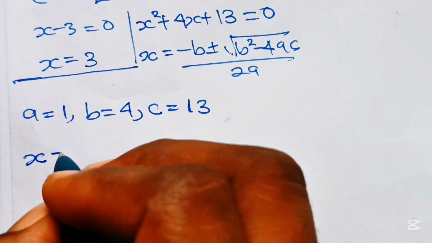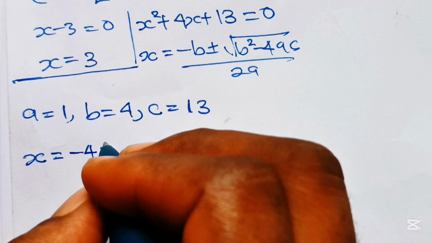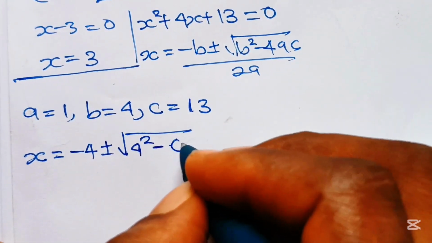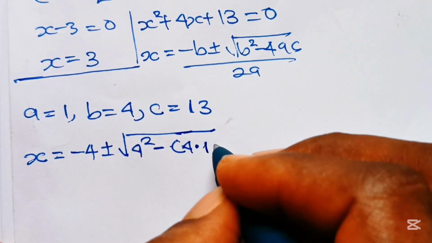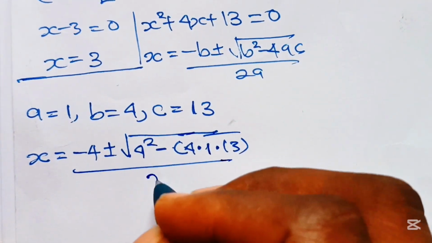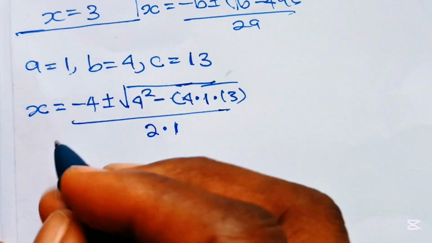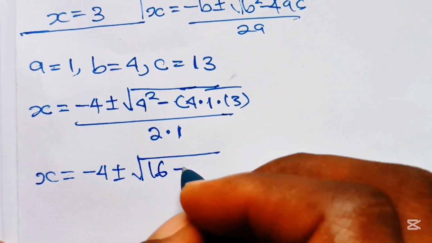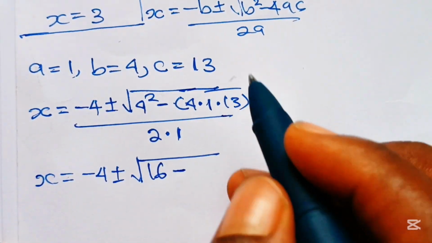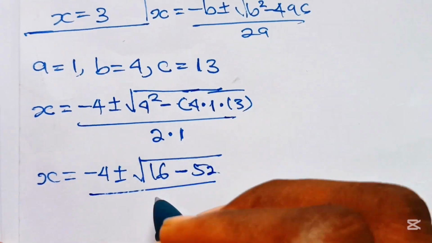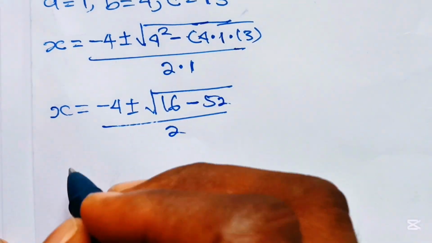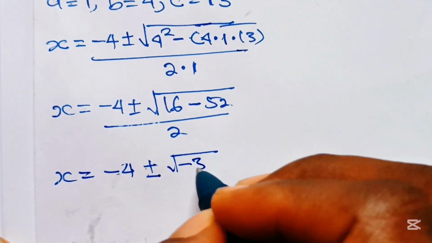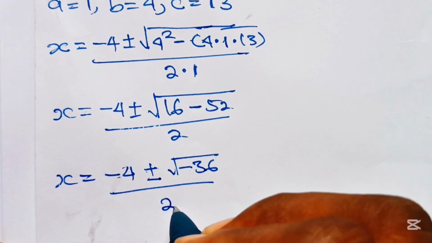Now we are going to substitute these values into this place. So we have x is equal to minus b, that is minus 4, plus or minus square root of b squared, that is 4 squared, minus 4ac, 4 multiplied by our a which is 1, our c is 13, divided by 2 multiplied by 1. Okay, now we have x is equal to minus 4 plus or minus square root of 16 minus, now 4 times 13 will give us 52, divided by 2. So we have x is equal to minus 4 plus or minus square root of minus 36 divided by 2. Now I'm going to stop here.